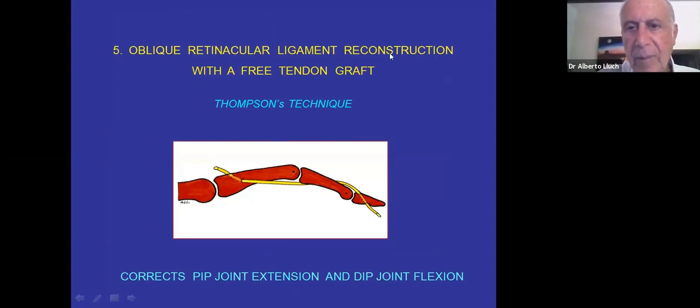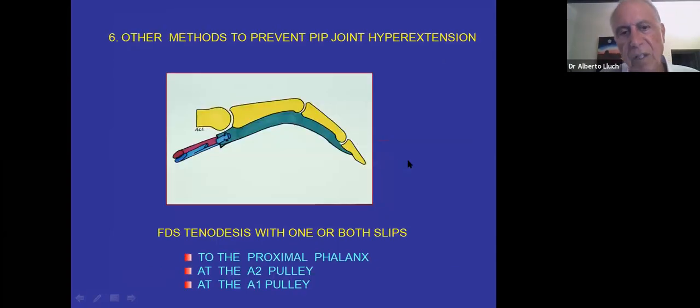Oblique retinacular ligament reconstruction. It's a Thompson technique, who was a fellow with Bill Littler. He thought that it would be a good idea to correct the PIP joint extension and the DIP joint flexion with a tendon graft, more or less reconstructing an oblique retinacular ligament anatomical pathway, which is volar to the axis of rotation of the PIP joint and dorsal to the axis of rotation of the DIP joint. I never used this technique. I think it's very complicated.